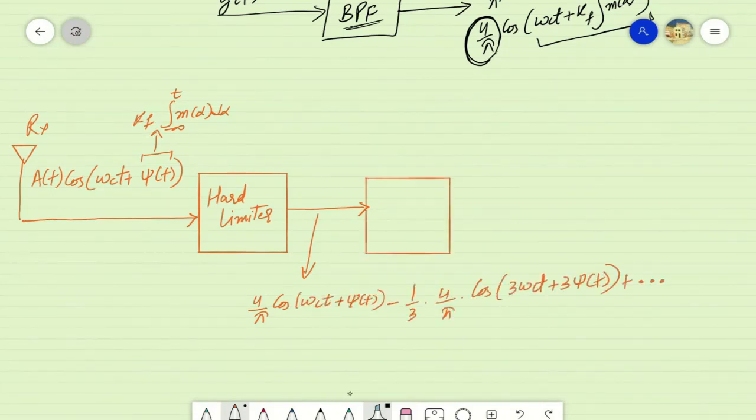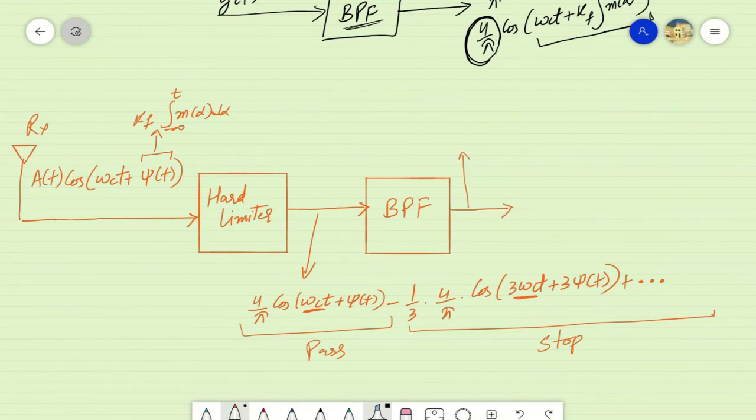Then as a second step, we can pass this signal through a band pass filter which passes the first part of this expression and stops all the other high frequency components which are sufficiently apart. For example, this omega c is sufficiently different from 3 times omega c, so a cheap filter can easily stop all the high frequency components of this expression. We have a signal which has constant peak amplitudes after processing it through these two blocks.